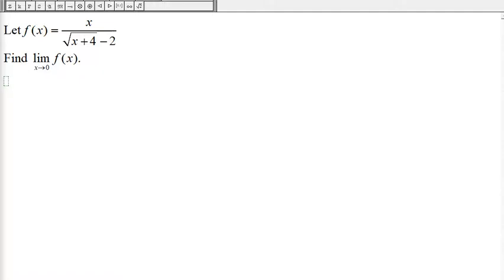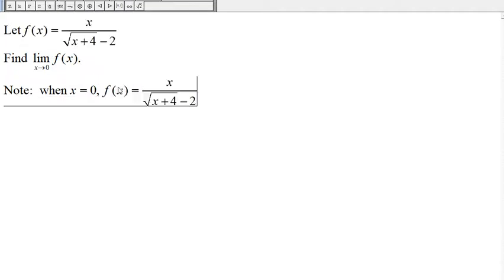But analytically, how do we show that this actually approaches 4? And so first, note the following. When x is equal to 0, and then f of 0, in the place of x, we have 0. And this is equal to 0 divided by 0, which is undefined. But we know from the graph, it's not undefined.